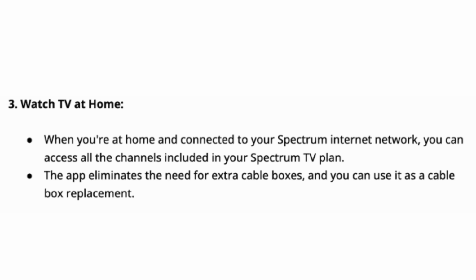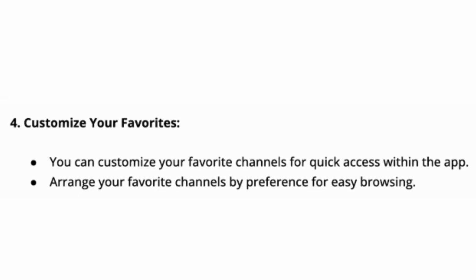Number 3, watch TV at home. When you're at home and connected to your Spectrum internet network, you can access all the channels included in your Spectrum TV plan. The app eliminates the need for extra cable boxes, and you can use it as a cable box replacement.